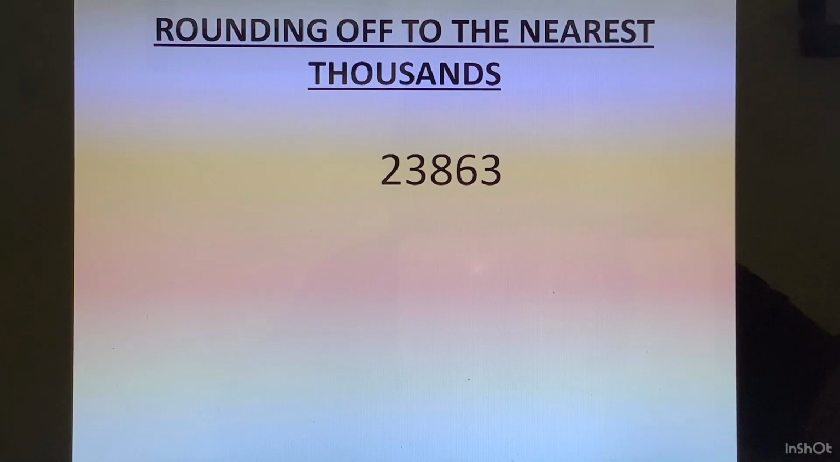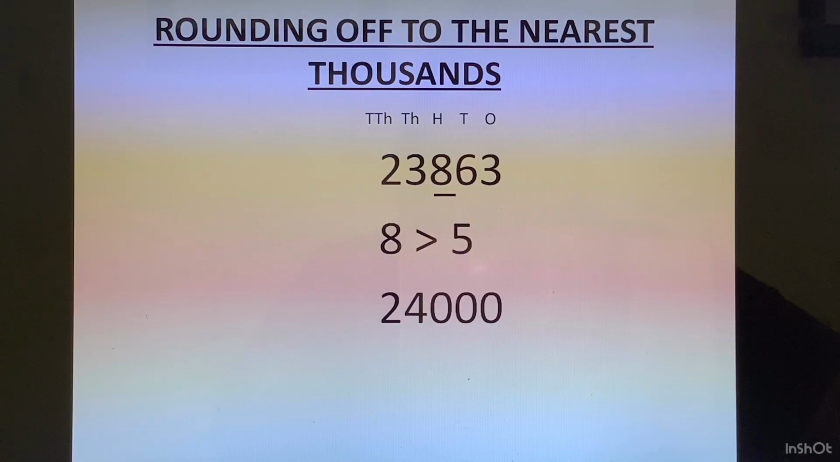Rounding off to the nearest thousands. Now we look at the number at the thousands place, it is 3. So we will concentrate on the number at the hundreds place, which is 8. And compare this 8 with 5. 8 is greater than 5. So we will convert the number at the thousands place from 3 to 4. We will round it off to the upper limit, and all the digits at the hundreds, tens and ones places will be converted to 0. So the number will become 24000.